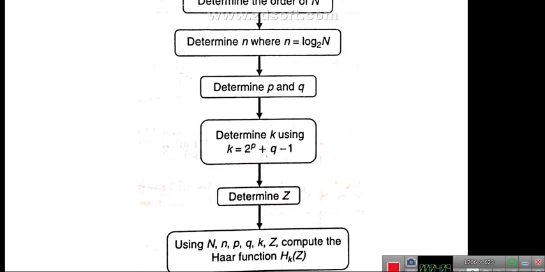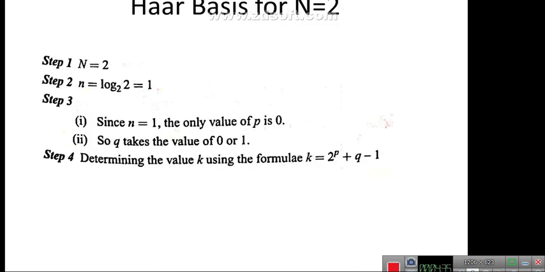First determine the order n, and determine small n where small n is equal to log base 2 of n. Determine p and q, and determine k using k is equal to 2 power p plus q minus 1, and determine z. So using order n, we obtain the small n, p, q, k and z. From this we can compute the Haar function hk of z.